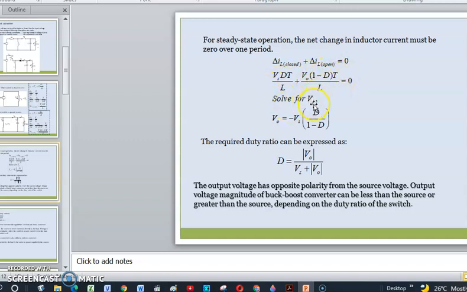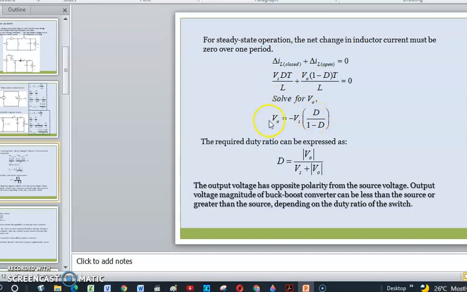So solve for V0 or V out, we have V out equal to negative. The amount is negative because for the buck boost the output will be reversed. The parameter is the same, but in terms of polarity we shall see the reverse polarity. So V out equals negative Vs times D divided by 1 minus D.